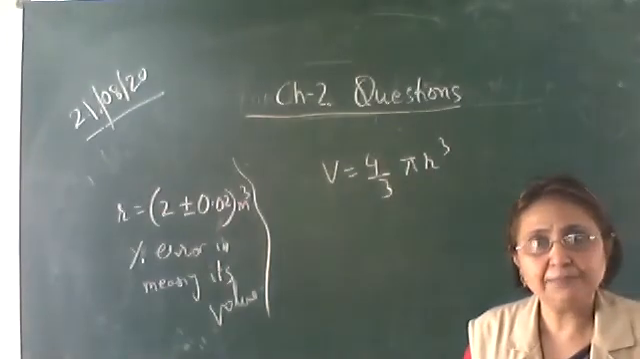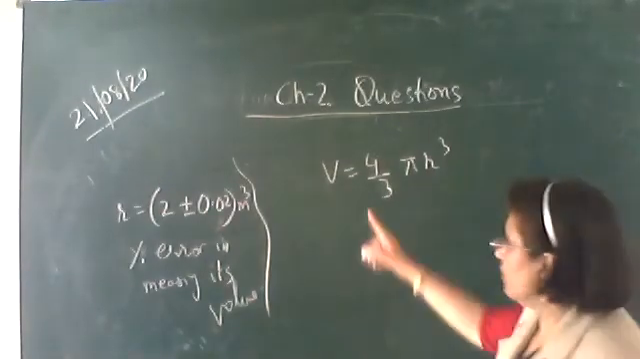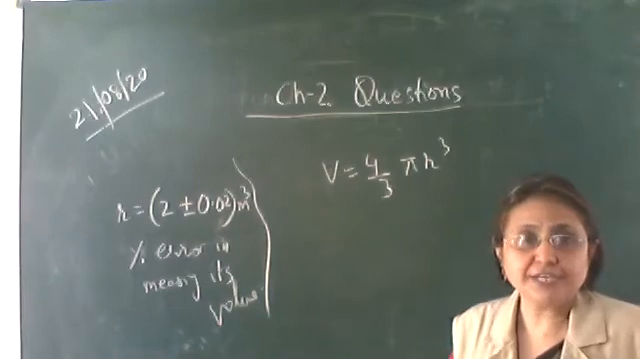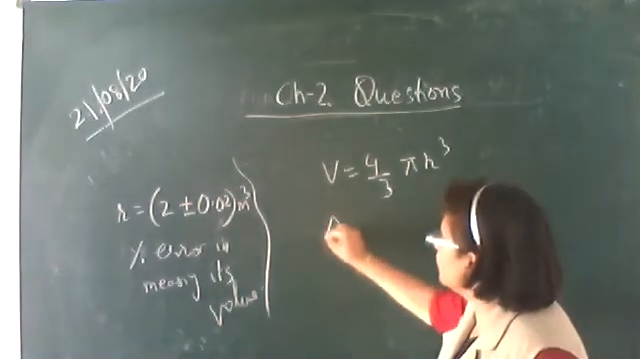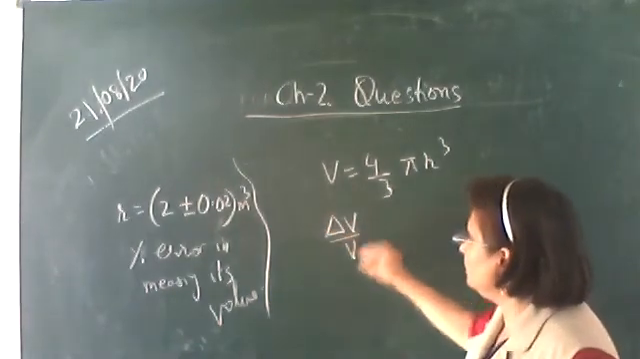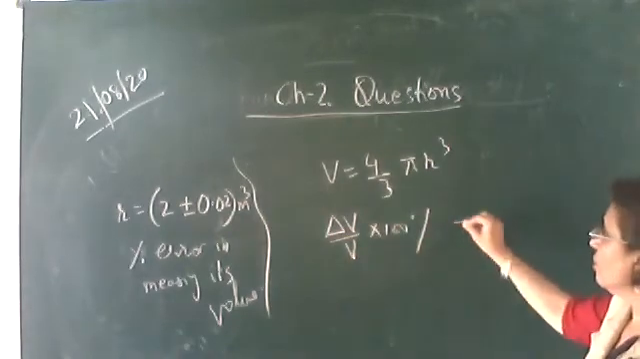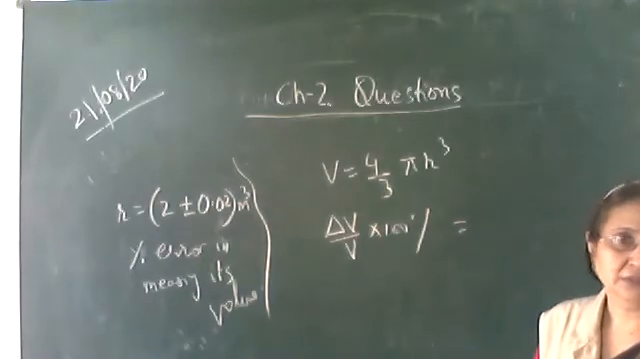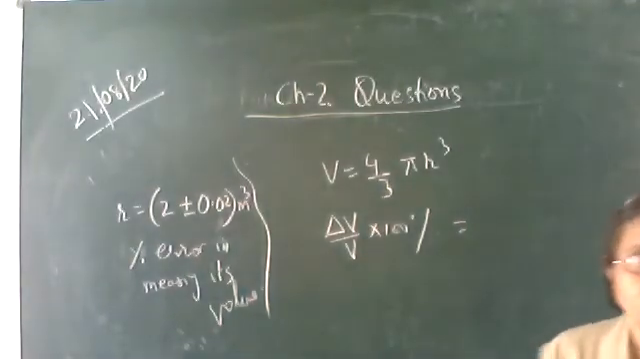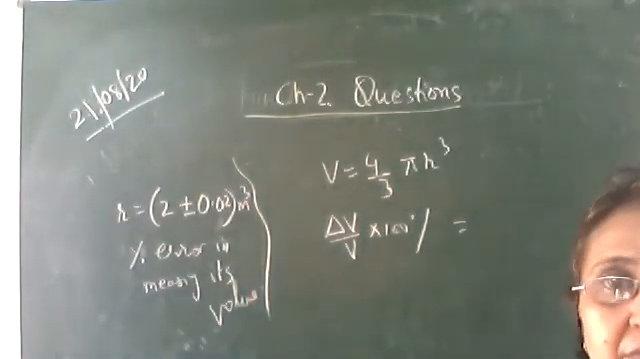Volume is given by 4 upon 3 pi r cube, as it's a sphere. Now here you have to find out the percentage error in volume. That is the relative error in volume multiplied by 100. This will be the percentage error in volume. 4 upon 3, okay, it's not a measured value. It will not have any error.